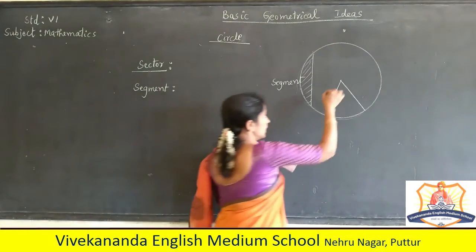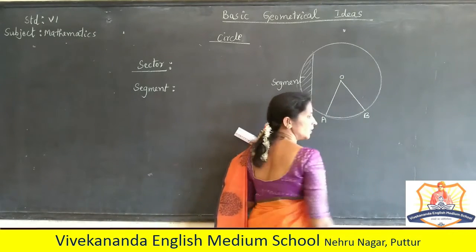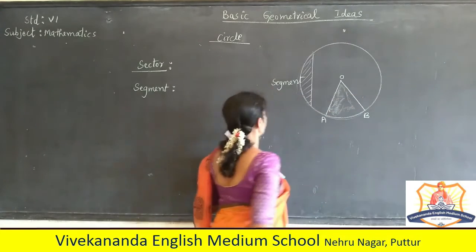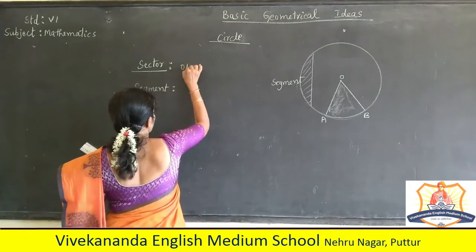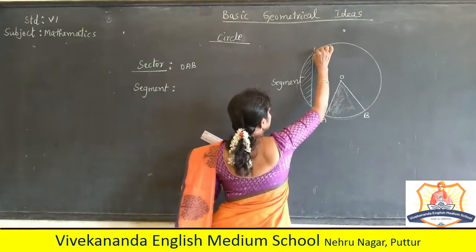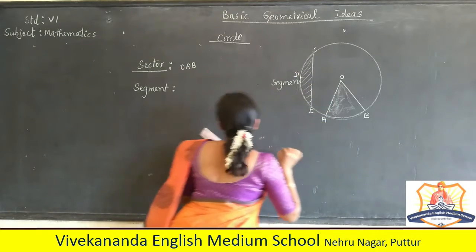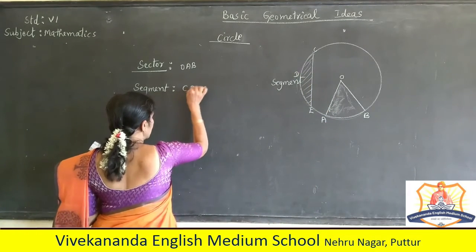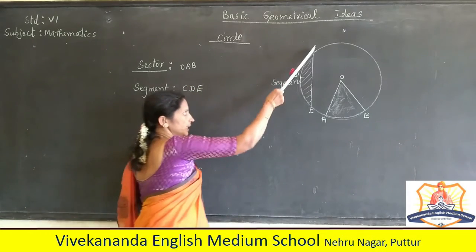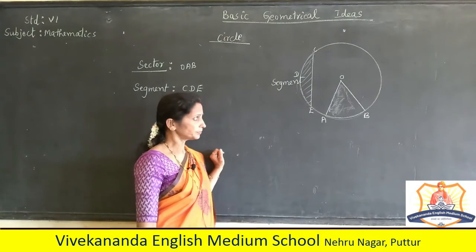Here I mark O, A, B. So the sector is the region bounded by OAB. And now here I mark C, D, E. So CDE is the segment, which is the region bounded by the chord and the arc of the circle.